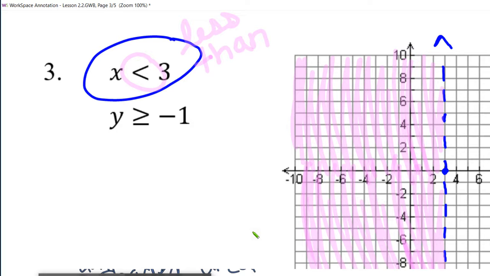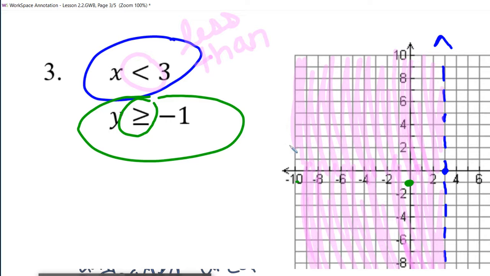Now for the second inequality, I'm going to switch it over to green. For this inequality, I have to go through the y-axis at what value? On the y-axis, put your point at -1. If I'm going through the y-axis, does it need to go up and down or side to side? Side to side. Now when you're drawing that line, you have to ask yourself, is it going to be solid or dashed? Looking at this symbol right here, if it's equal to, it's going to be solid. So solid line through the y-axis at -1.